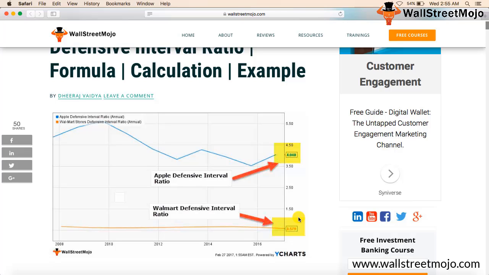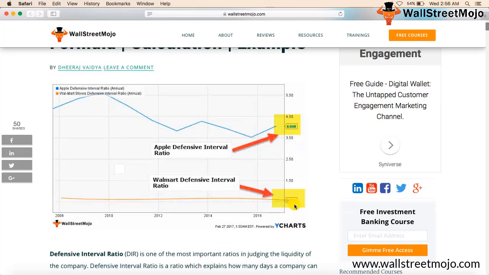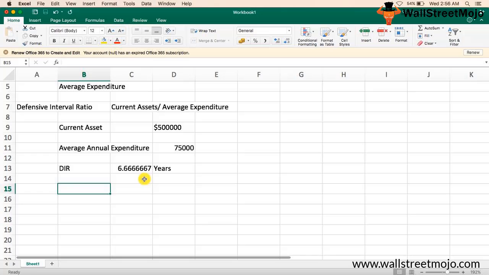What does this indicate? The defensive interval ratio indicates how many days, months or years the company will be able to survive based on its current assets. That means, without using its non-current assets, how long the company can pay all its expenditure. Even without touching the non-current assets, how many days will the company be able to operate? Let us understand this with a basic example.